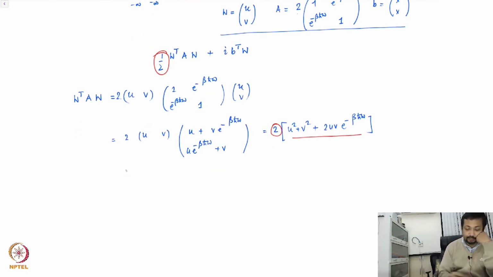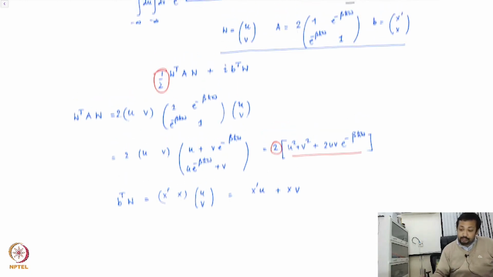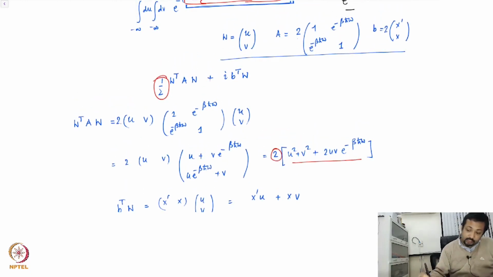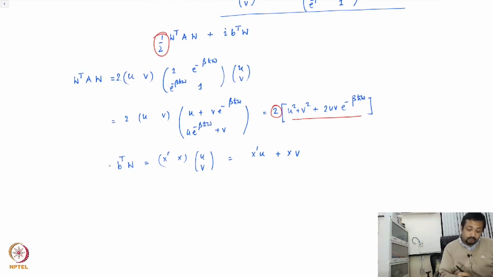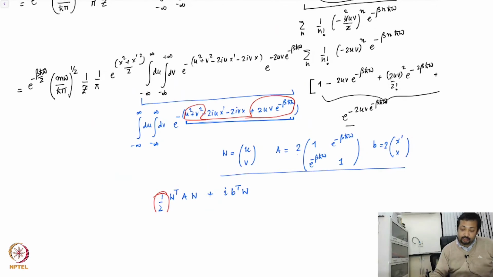Similarly, B transpose W is going to be x prime x times u v, which is going to be x prime u plus x v, and B transpose has to be, okay, so B, there has to be a factor 2 here. So i times B transpose is going to be 2i, and I have 2i, and that is precisely what I have.